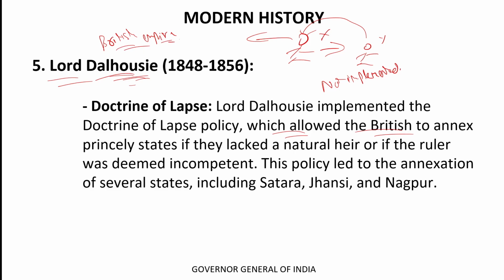Okay, so that was the doctrine of lapse, which allowed the British to annex princely states if they lacked a natural heir or if the ruler was deemed incompetent. So there are two main scenarios. First, for the natural heir. Second, if they found the ruler was not competent enough to handle the situation, then there would be a process of annexation of the kingdom by the British government. And which kingdoms were annexed by the British government?